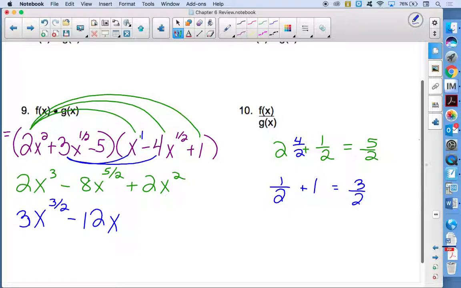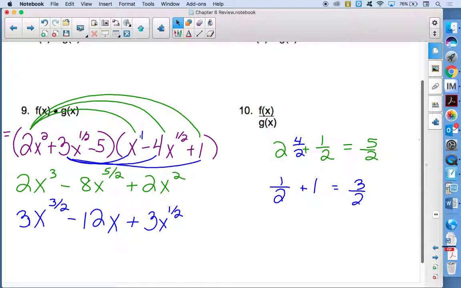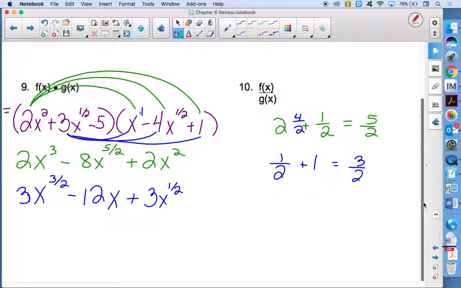And then my last term here with the 3x times 1. So that gives us 3x to the 1 half. One final term that we have to multiply is the negative 5. The negative 5 is just a number. You don't have to worry about exponents because there aren't any x's to add with it. So we have negative 5x. Negative 5 and negative 4 make a positive 20x to the 1 half. And then negative 5 times 1 makes minus 5.